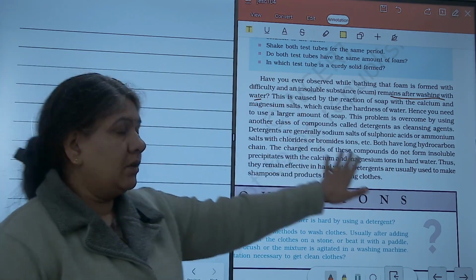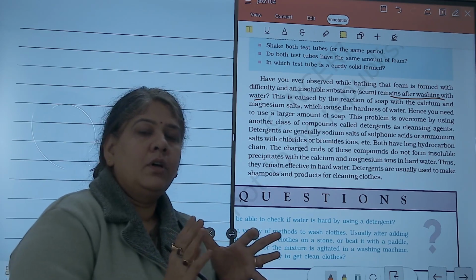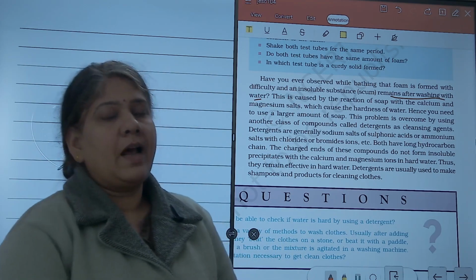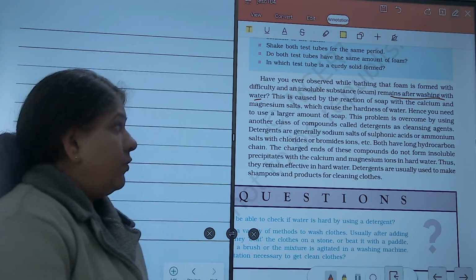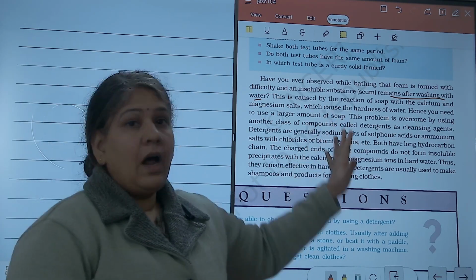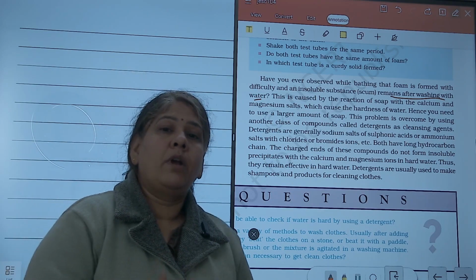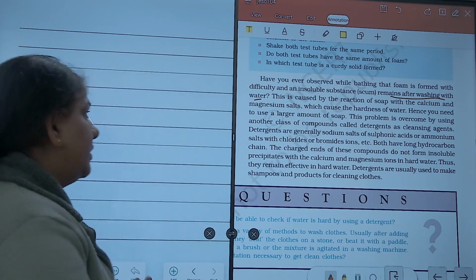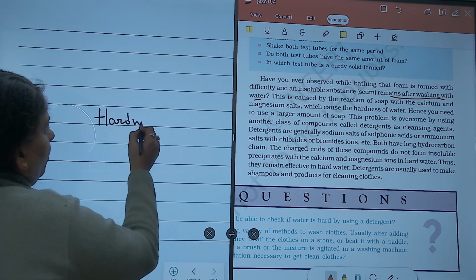See, now here you must understand what is hard water and soft water. We call water hard when there are calcium and magnesium salts present. A large amount of calcium and magnesium salts are present in water. So if water contains a large amount of these salts, the water is called hard water, and it is not very easy to form foam or lather. So if we are using hard water for bathing or washing, it won't form lather.